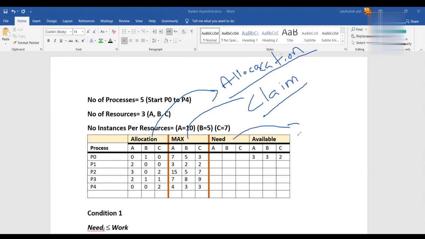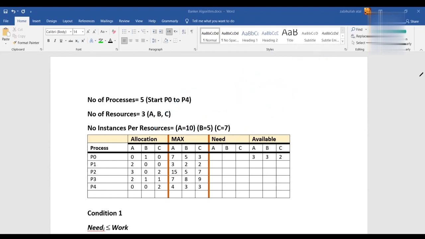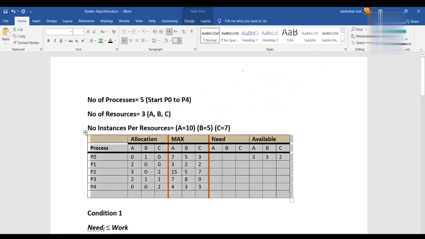We have to subtract the allocation from the claim to know that after some of the allocation, how much more resources the system needs. Okay, guys? So for that purpose, I will go down and bring the table here, or should I copy this here?